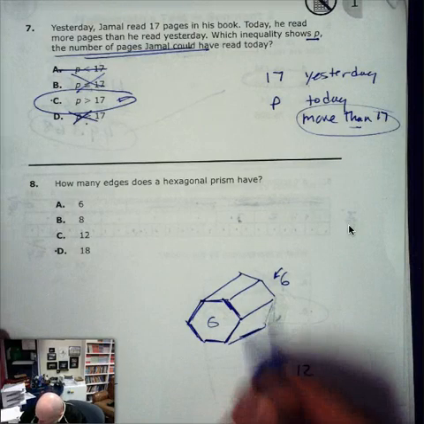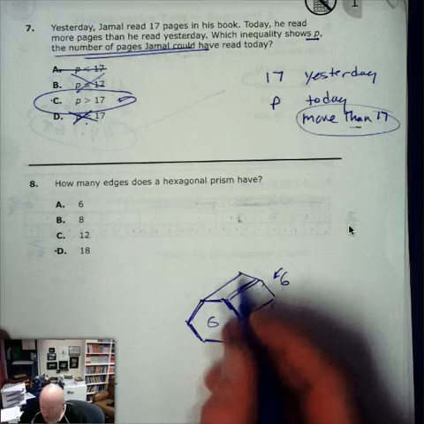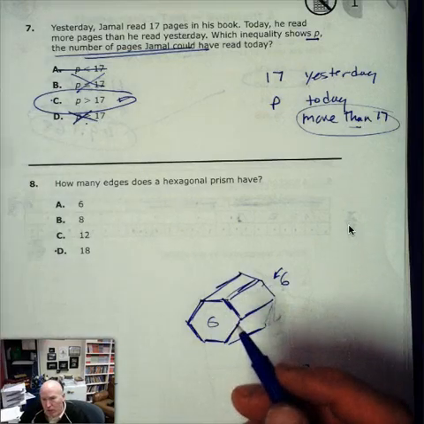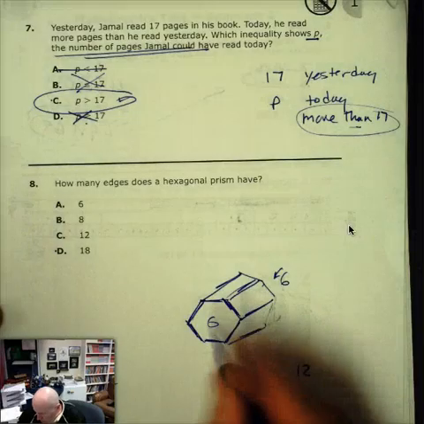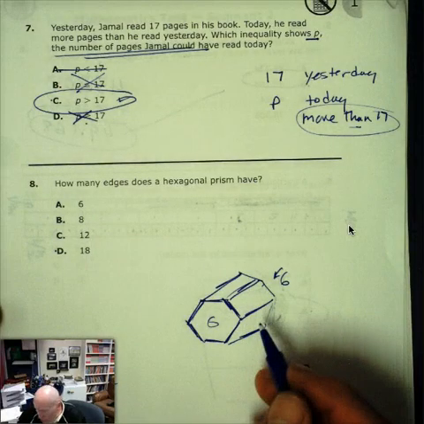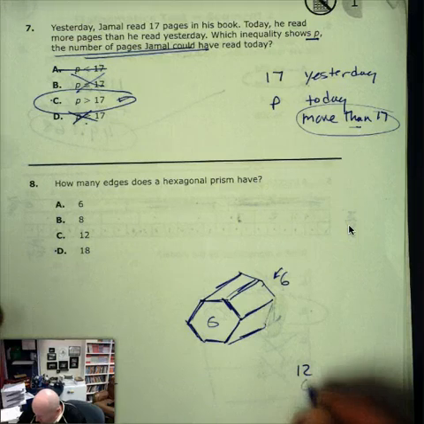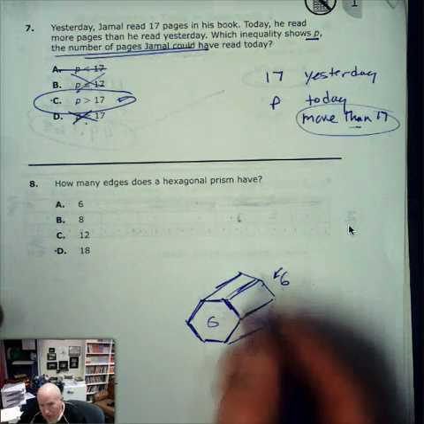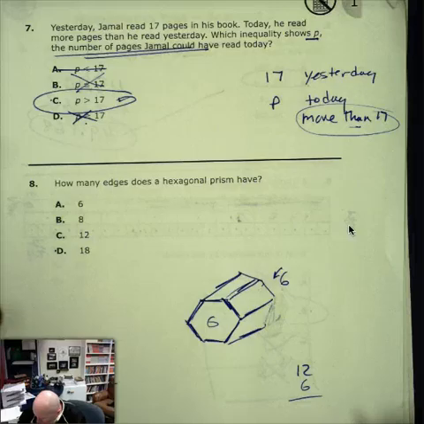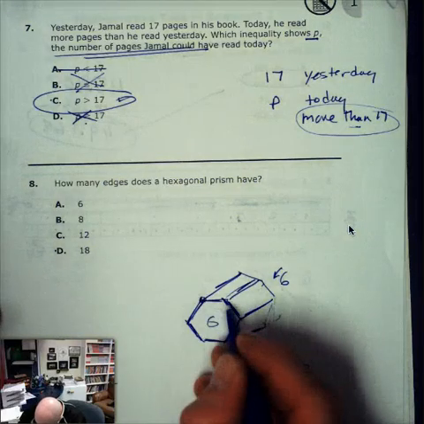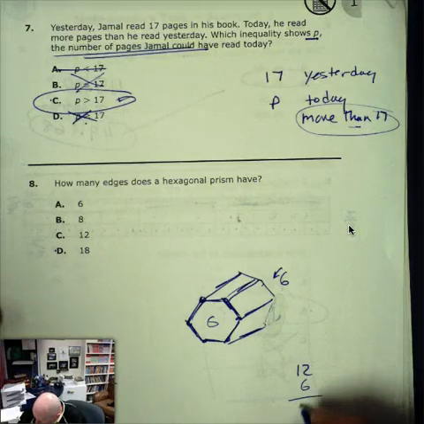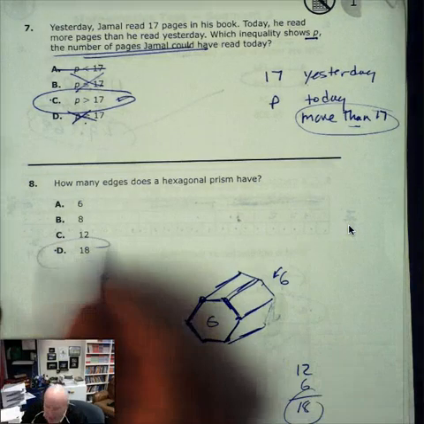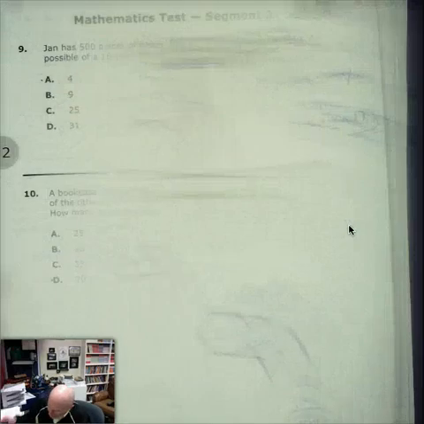But I also have edges here. Remember, an edge is where two faces meet. So I've got 6 rectangular faces along with those two bases, so I have to add 6 more in. 1, 2, 3, 4, 5, 6 there as well. Or you can think of it as one coming off of each of these vertexes. So I got a total of 18. All right.